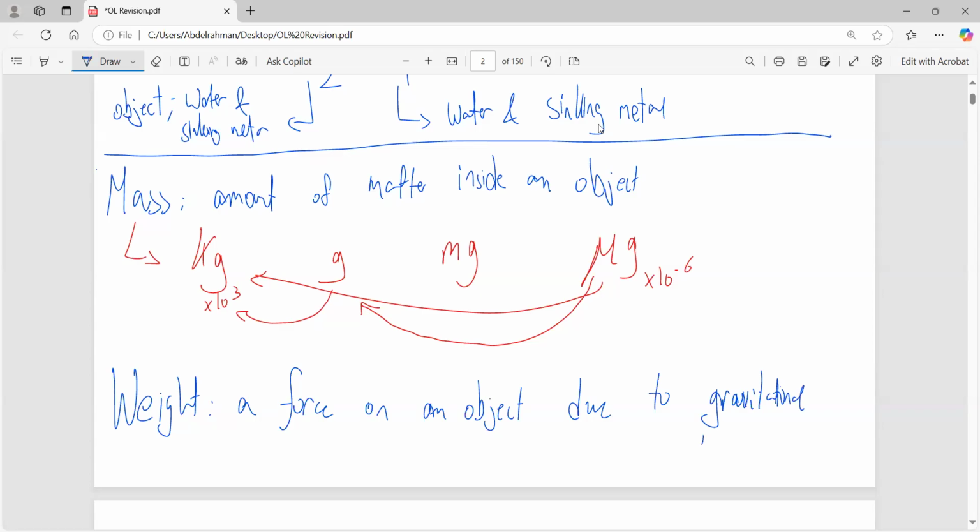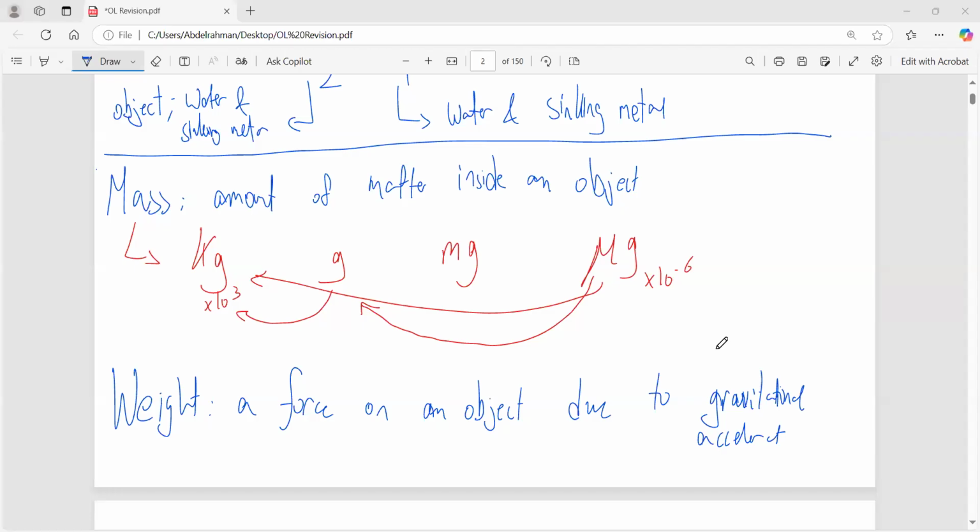So weight is a force on an object due to the gravitational acceleration applied on this object. On Earth you would have a weight. On the moon you'll have a different weight. On Mars a completely different weight. So whenever you change the planet, whenever you change the gravitational force, the weight will differ.